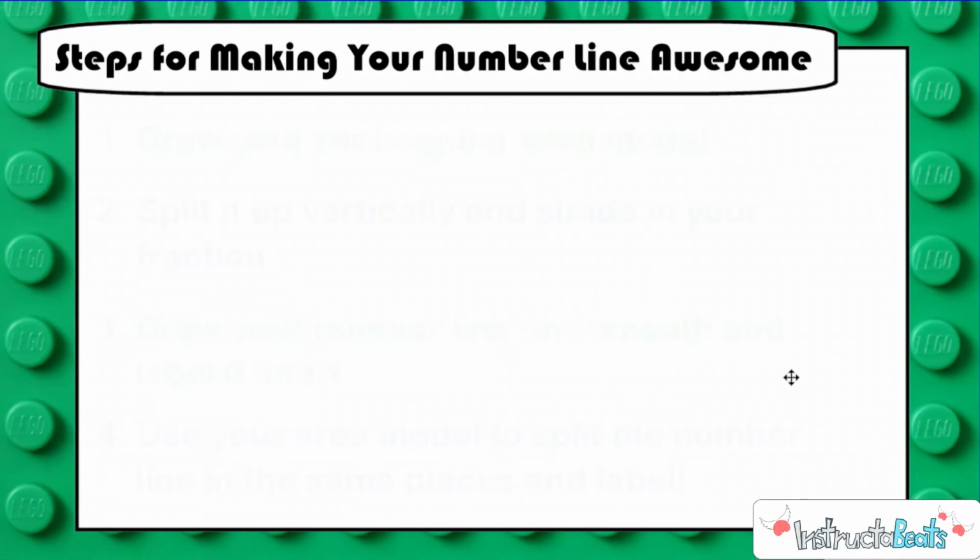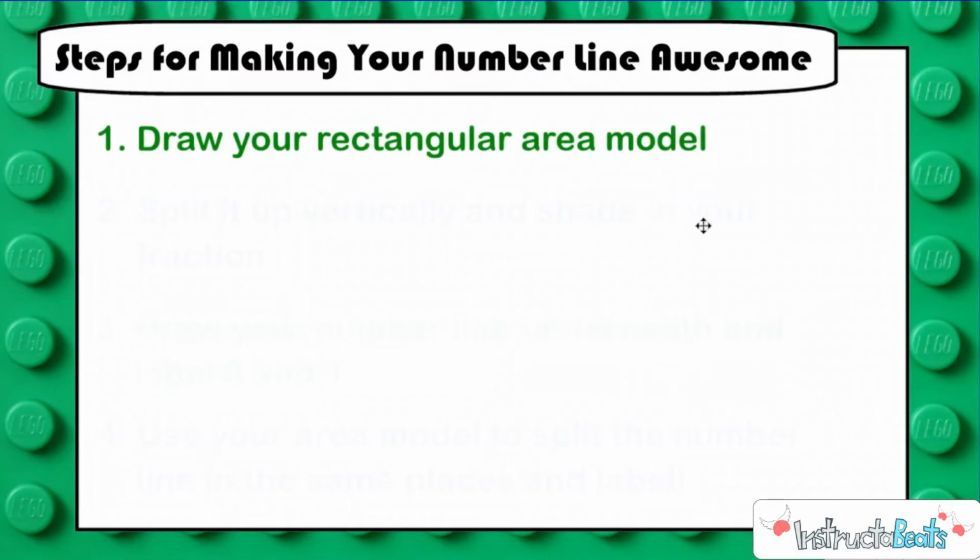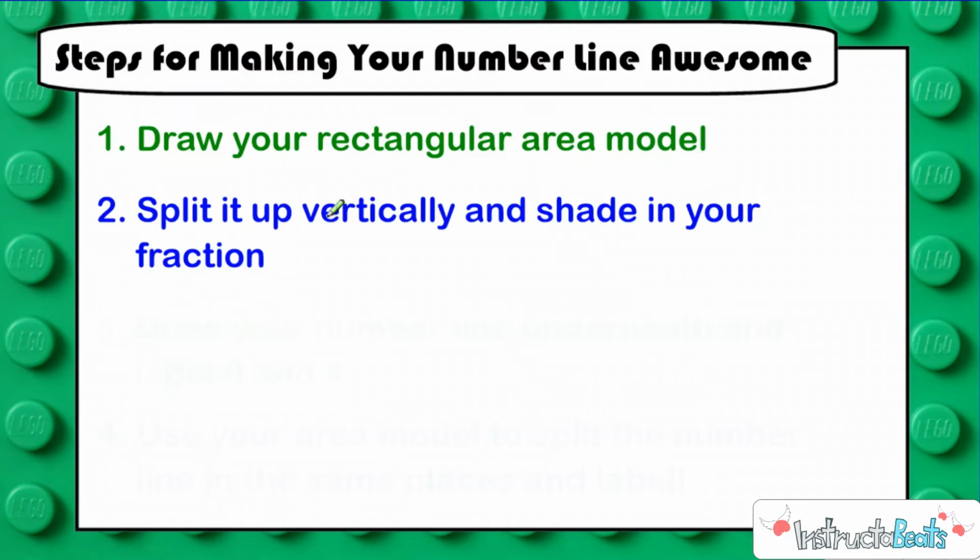So here are the steps for making your number line awesome. Thinking about what we just learned from our brownie story, an area model and number line really show the same thing. So step number one, we're going to draw our rectangular area model, okay? Because we're pretty good at that. We know how to make those pretty neat. Step number two, we're going to split it up, but we're going to split it up vertically, okay? So all our lines when we split up are going to go up and down, and I'll show you an example of this in a second.